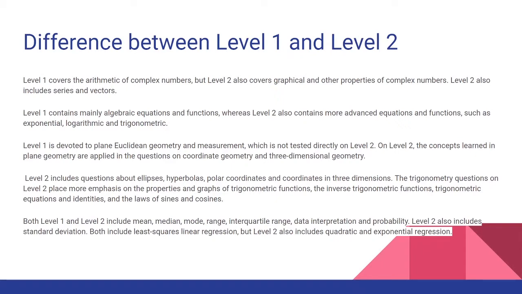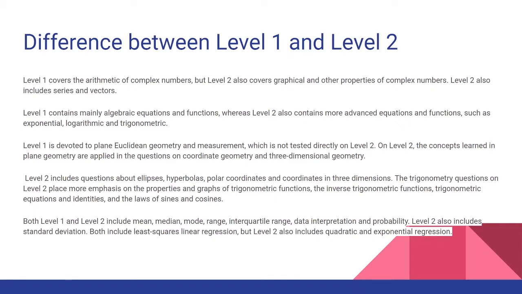So level 1 covers arithmetic of complex numbers, but level 2 also covers graphical and other properties of complex numbers along with the arithmetic stuff. Level 2 includes series and vectors too. Level 1 contains mainly algebraic equations and functions, but in level 2 you'll have more advanced equations and functions. So you're going to have exponential, logarithmic, and trigonometric, but in level 1 you're not going to have that. You're just going to have algebraic mostly.